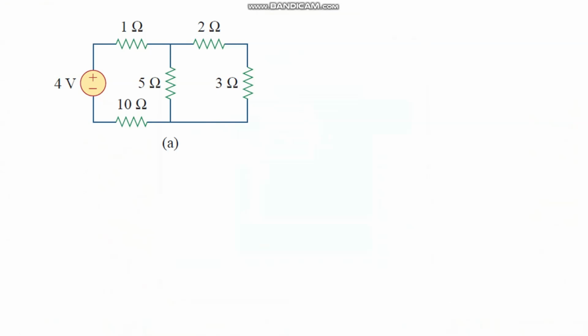Before going to understand this question, just go through the previous video on how to apply KCL and KVL. Then only you can understand how to apply KCL or nodal analysis. So in this question, I want to find the current flowing and the voltage across the 3 ohm resistor. This is the question.